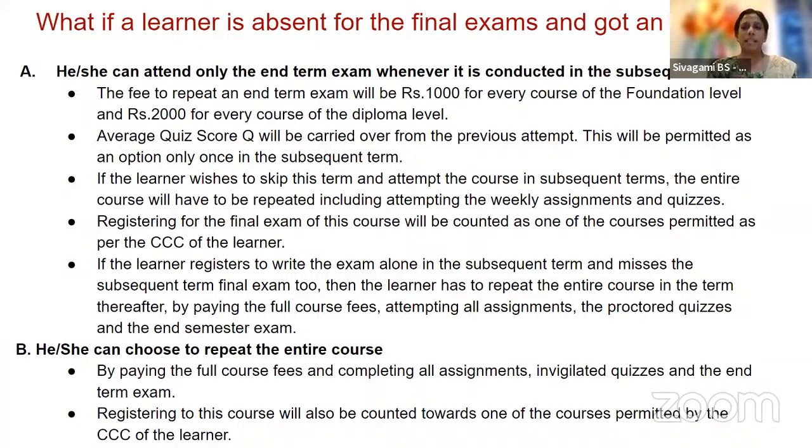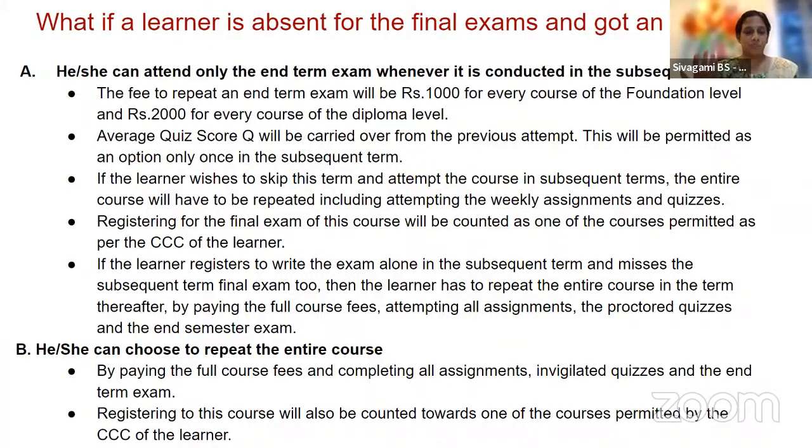Okay. And when you repeat the end term exam alone, the quiz score of the previous term will be carried over. Suppose this is the May term, you have all registered, you get qualified to write the end term, and you are not able to attend the end term. So in the September term, when you register for the repeat end term, the quiz score of this term will be carried forward to the next term. Okay. And suppose this term you have not written the end term, you had to skip it, like you were absent.